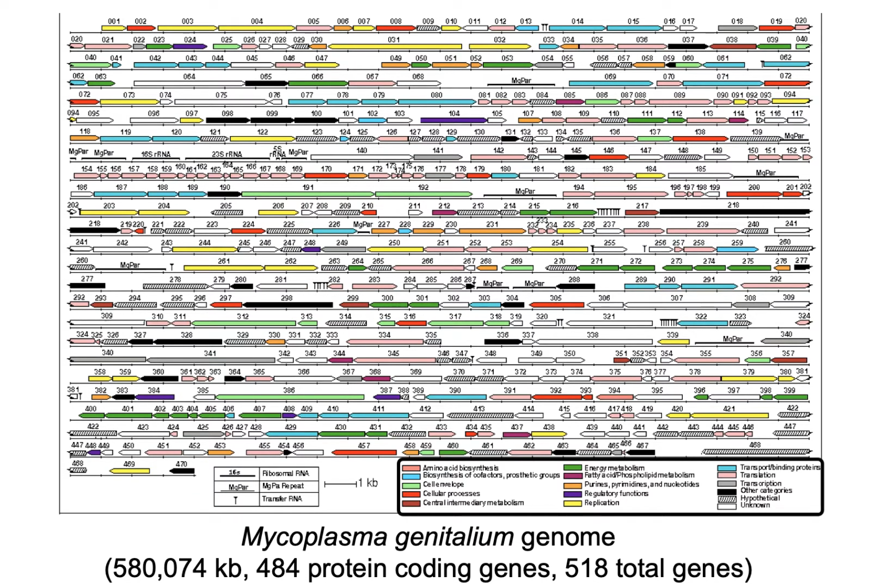Also, the colors on here indicate genes within the same classification. That is, they deal with amino acid synthesis, cell structure, etc. And you can see that they're not really clustered to a great extent. There are some clusters, such as this one and this one, but in general, things of the same color are spread out throughout the genome.